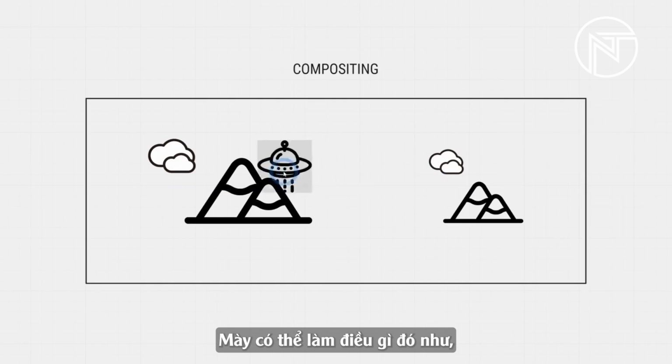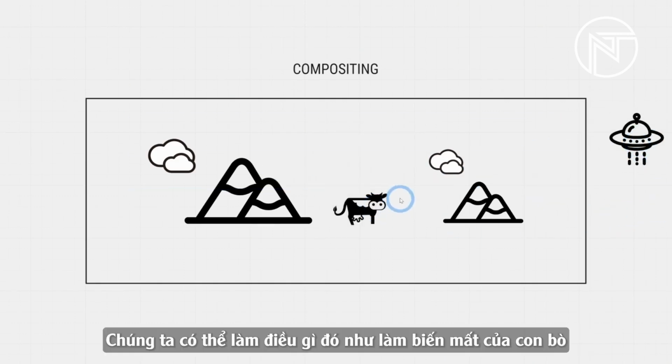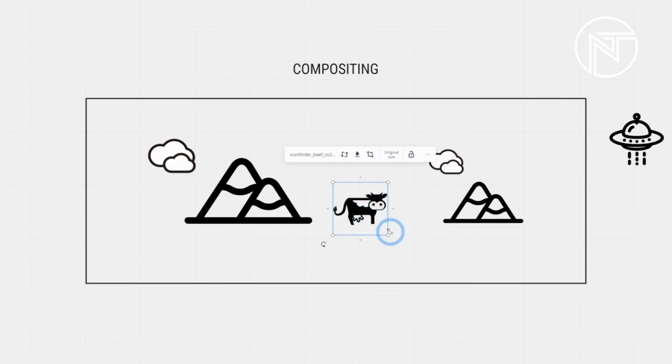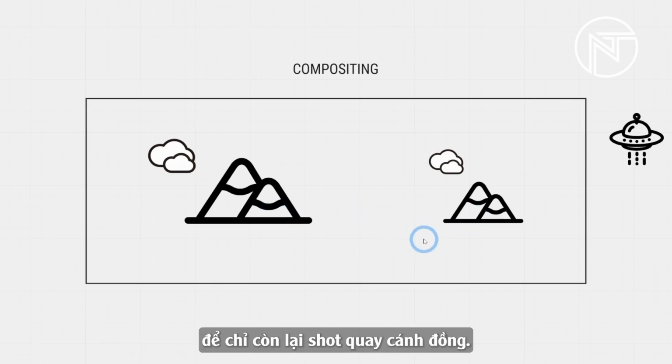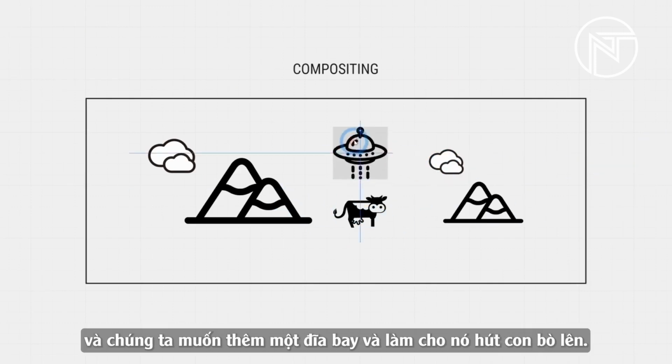You could do something like, let's say we had a shot of a cow in the field. We could clone the cow out so that we just have a shot of the field. Maybe we have a shot of the cow in the field and we want to add the flying saucer and have him suck up the cow.